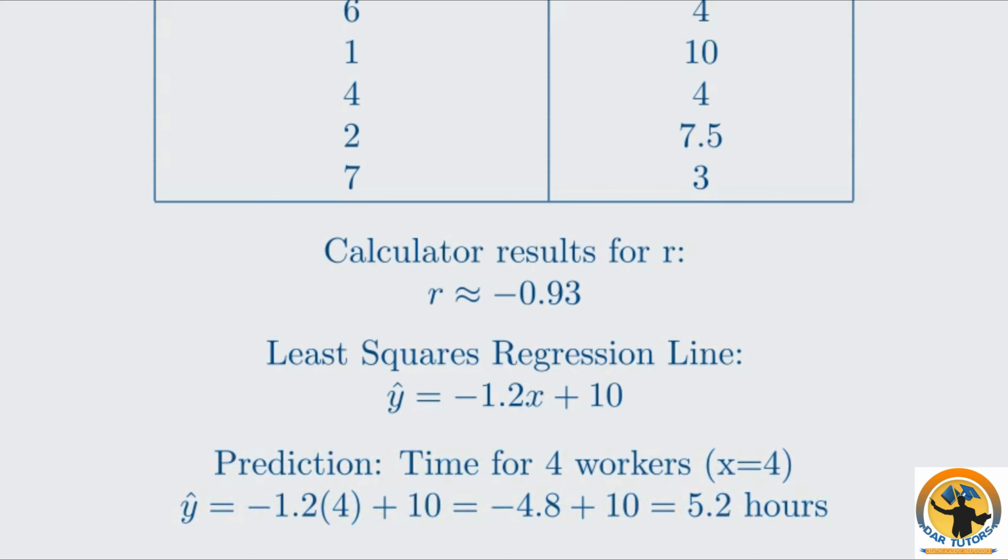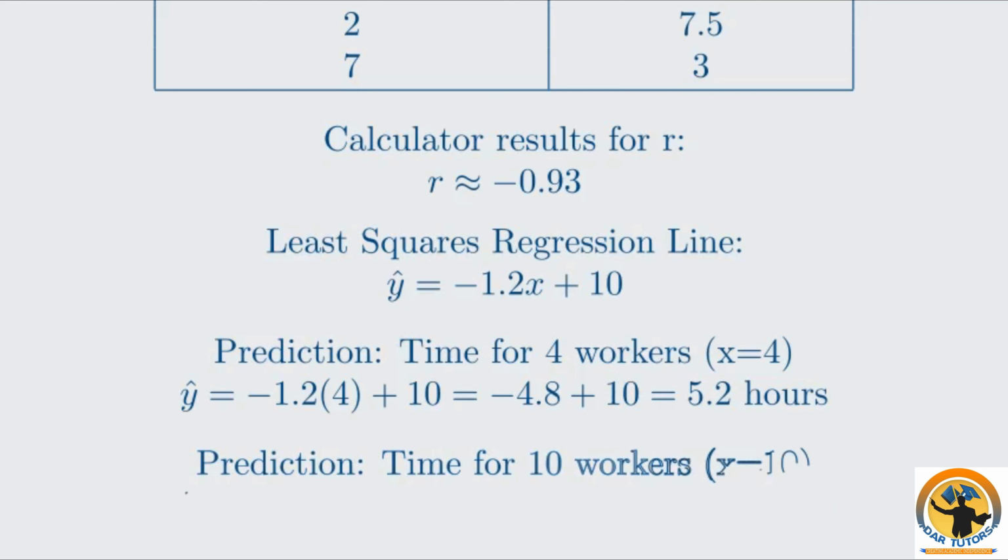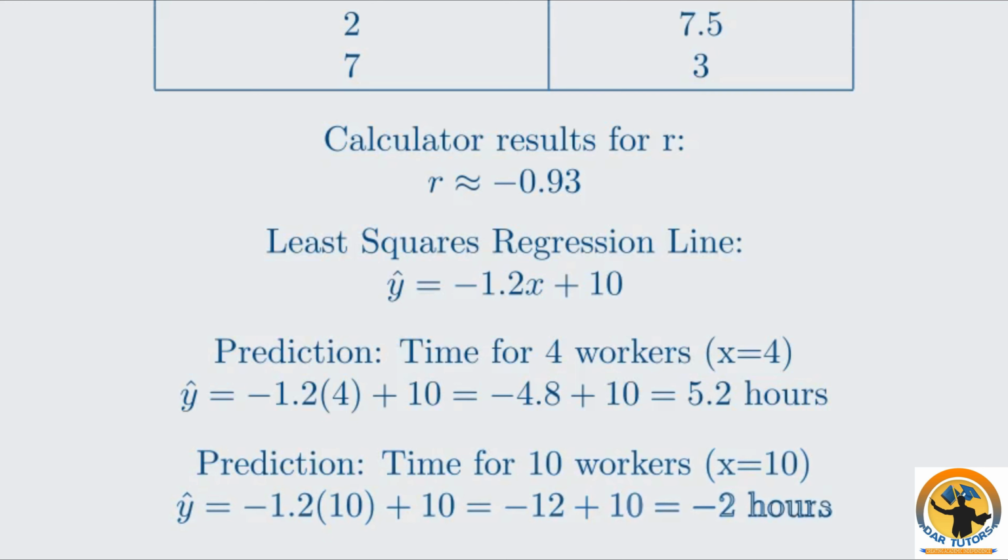Let's also predict the time for a job with 10 workers. Since 10 is outside our data range, this is an extrapolation. Substituting x equals 10 gives us a predicted time of 2 hours. This is clearly impossible. This example perfectly illustrates the danger of extrapolation.